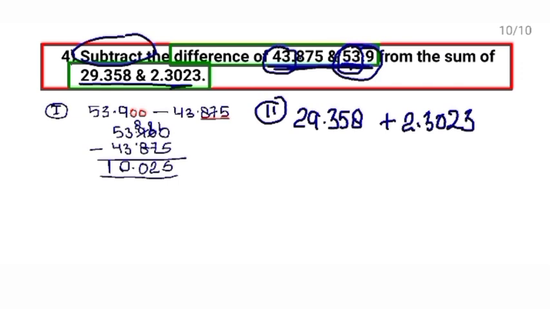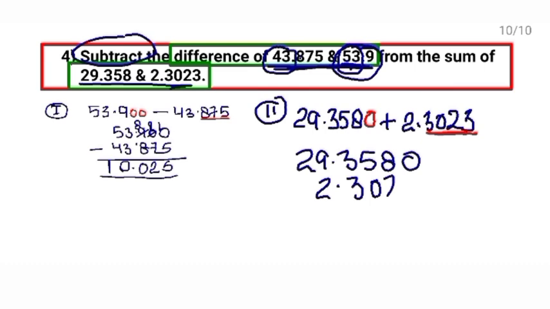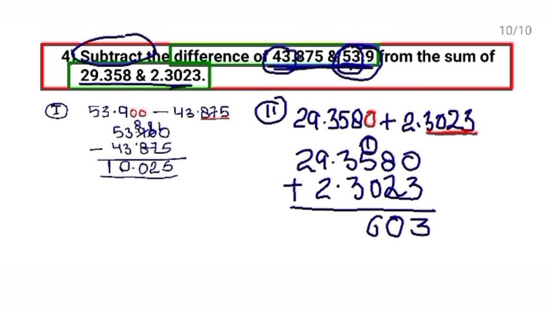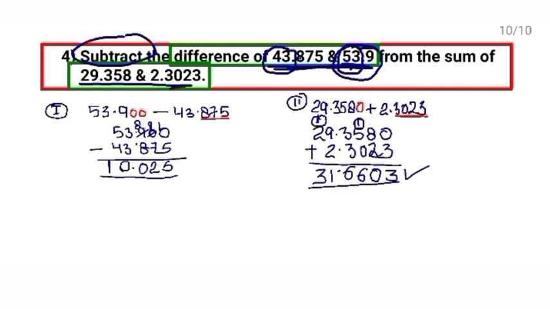Again make them like decimals. There are 4 digits after decimal, so put 1 zero in this number. Now add them. 29.3580. Second number is 2.3023. Add them. 0 plus 3 is 3, 8 plus 2 10, 5 plus 1 6, 3 plus 3 6, decimal point, 9 plus 2 11, 2 plus 1 3. So after adding these two numbers you are getting 31.6603. Now 2 steps we have completed.